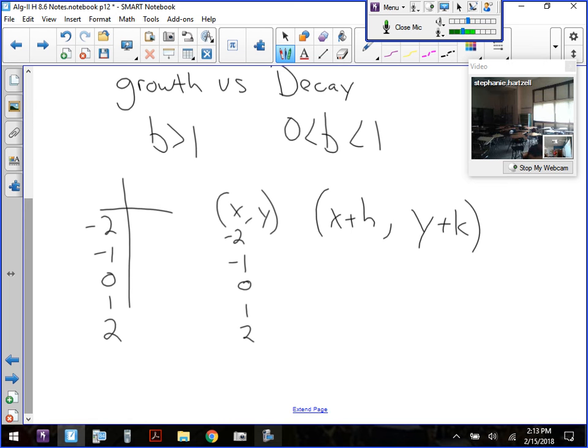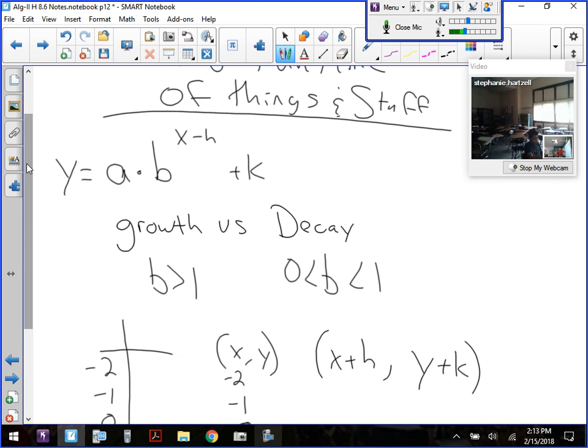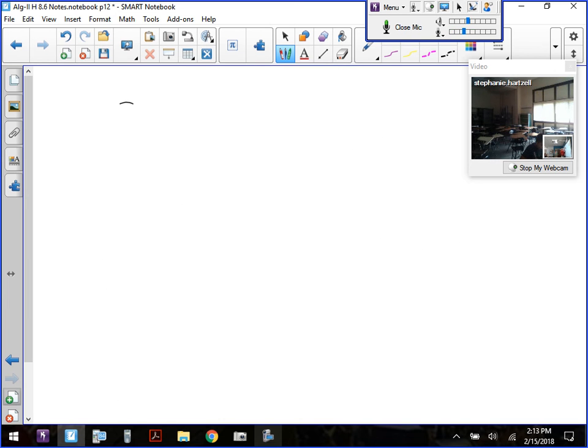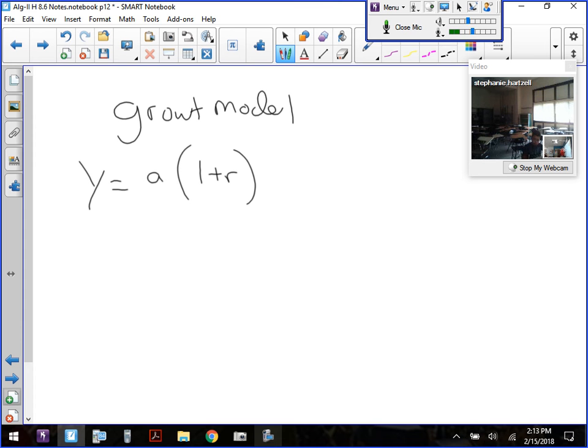After this, we talked about the growth models and the decay models. Growth and decay models also looked very similar, but the difference was that this value of B was thrown inside of parentheses, and that's how it was generated to become either larger than 1 or less than 1. So if you had a growth model, it looked like y equals some value times 1 plus a rate, to some time.